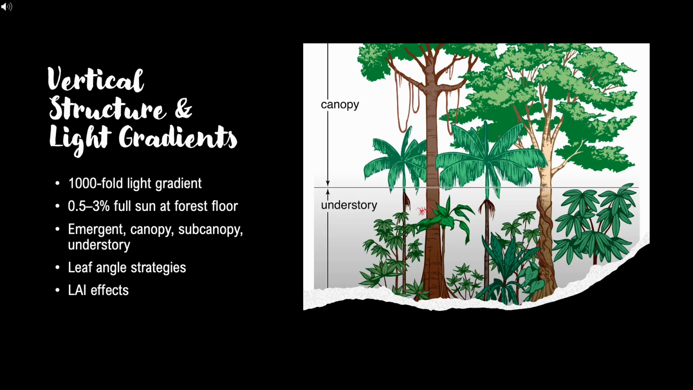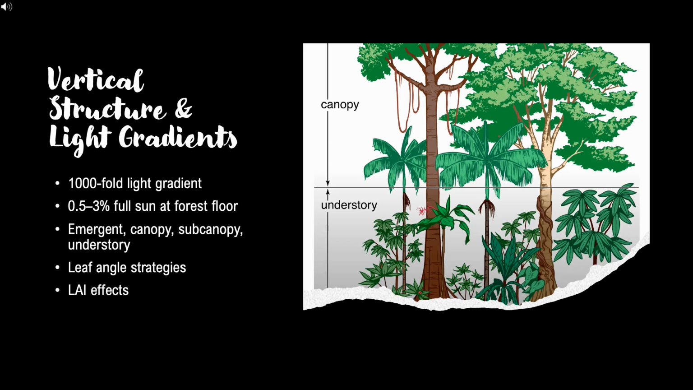One of the most visually striking and ecologically important features of tropical rainforests is their vertical structure. Unlike a temperate woodland where you might have 2 or 3 layers, a mature rainforest is organized into multiple distinct strata, each occupying a different position in the light gradient. Here's a number that might blow your mind. The light gradient from the top of the emergent layer to the forest floor can be 1,000-fold. That means the forest floor might receive as little as 0.5 to 3% of the sunlight that hits the canopy. Less than 3%. That's essentially permanent shade.